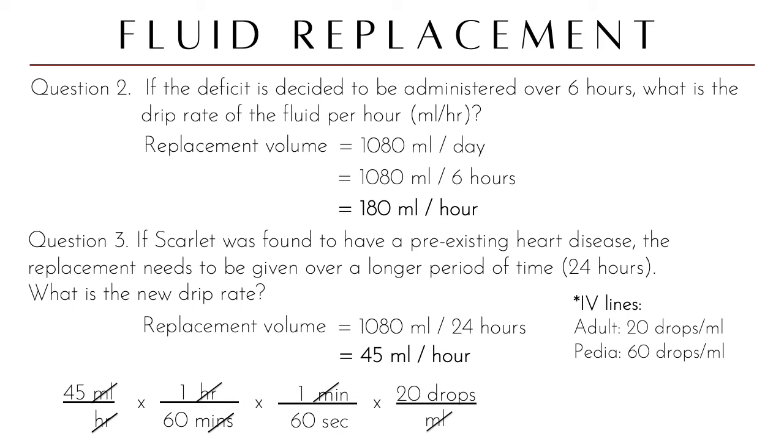All right? 45 divided by 60 is 0.75. Divided by 60 again, there's another 60 there, is 0.0125. You multiply that with 20. Multiply, not divide, huh? Multiply, because 20 is now in the upper part of the fraction. That is 0.25.